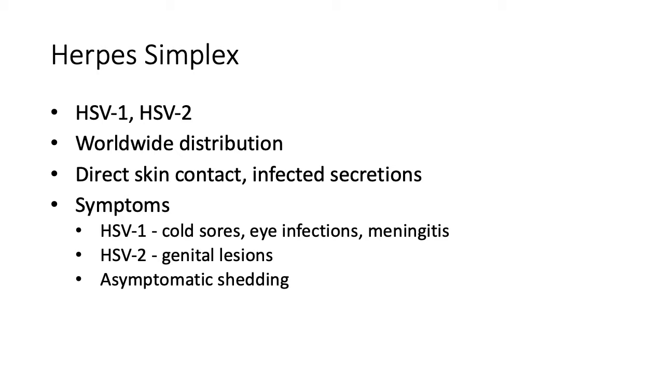So we're going to discuss the herpes simplex viruses first. And there are two types of the herpes simplex virus, HSV1 and HSV2. Both herpes simplex viruses have a worldwide distribution. HSV1 is more commonly associated with the oral infection that we refer to as cold sores, but it may also cause herpetic keratitis as well as meningitis. HSV2 is more commonly associated with genital herpes.